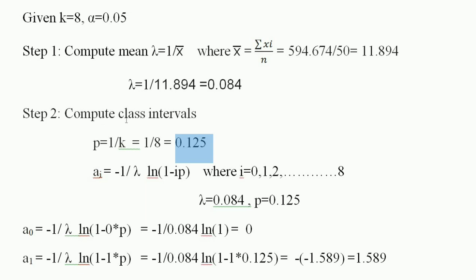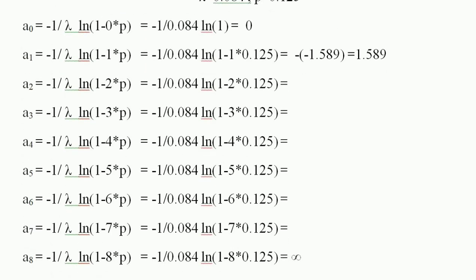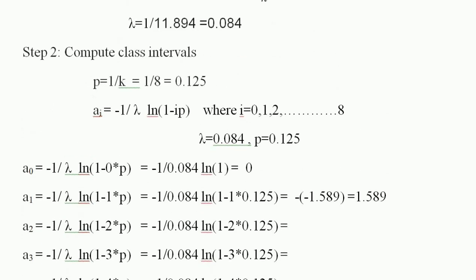And we have a formula to compute the class interval, that is A_i equal to minus 1 divided by lambda natural log of 1 minus i into P. We know the value of lambda, which we calculated in step 1, so substitute it over here, and the P value we also know, the probability is 0.125. Substitute in this formula and we have to calculate 9 values, that is A0 to A8, where i equals 0 to 8.